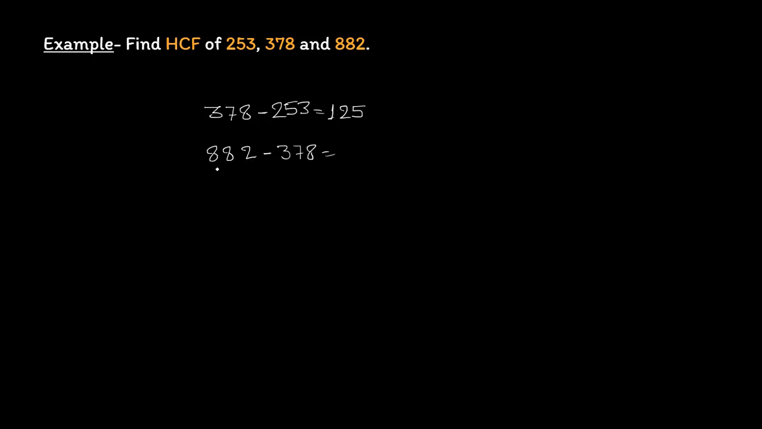By observation you can tell that this difference is going to be bigger than 125. So why waste our time? We will not find this difference. And the other pair will be 882 minus 253. This difference will be even bigger than this difference, so no need to find this difference also.